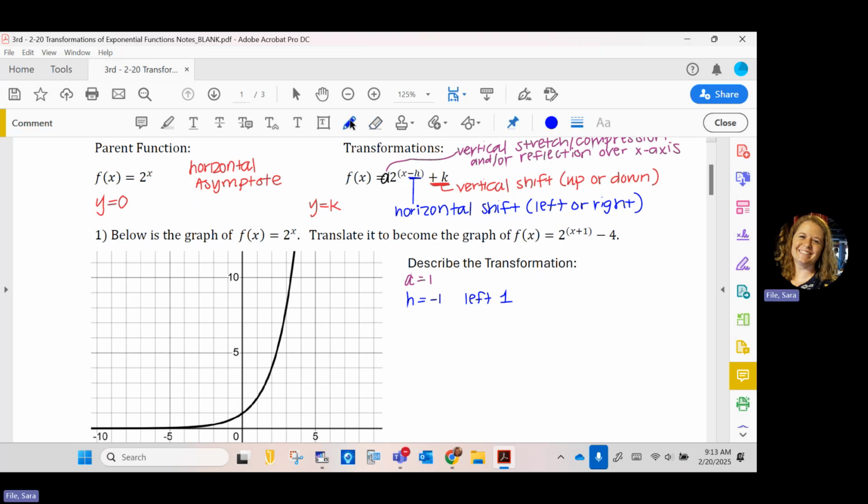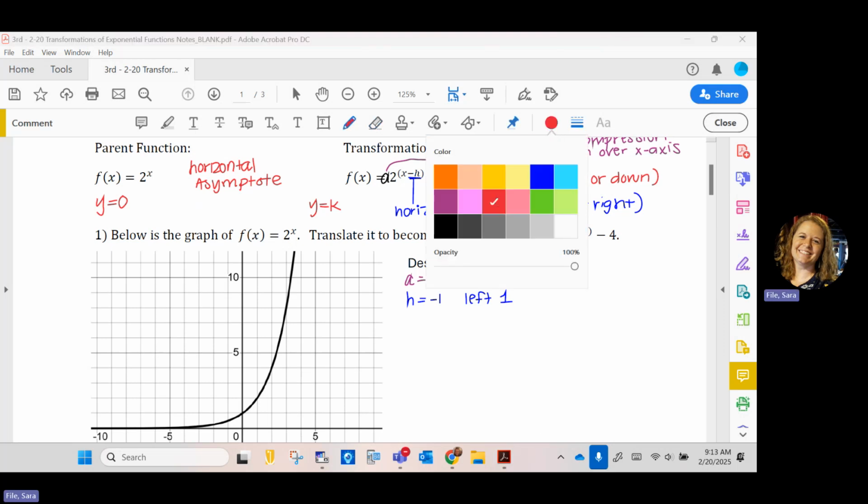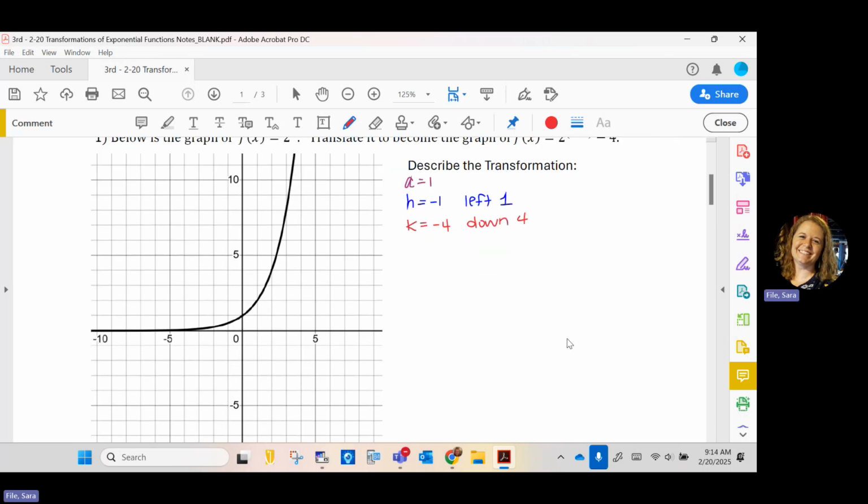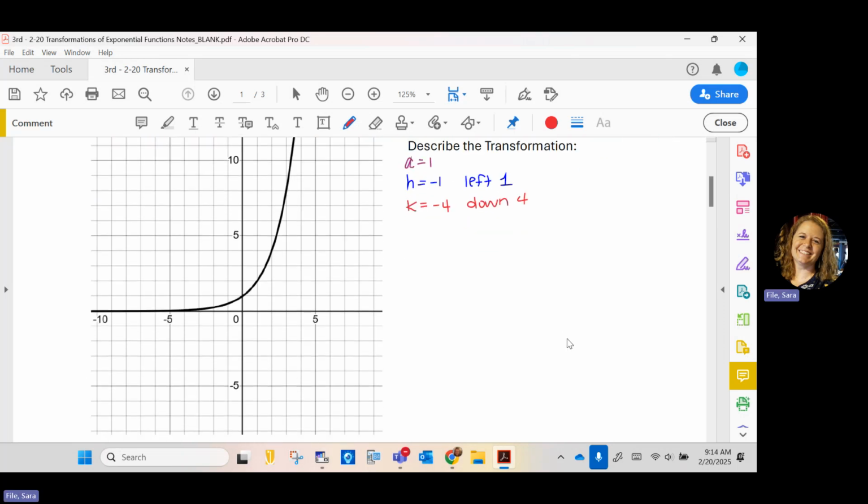And then there is a k value, something added or subtracted on the outside there. It's a -4. So k is -4, which shifts our graph down 4. And that right there tells me where my asymptote is. So my asymptote is going to be at -4. So that's what I'm going to start with on my graph. I'm going to go to -4. I'm going to draw a horizontal asymptote, a dashed line.